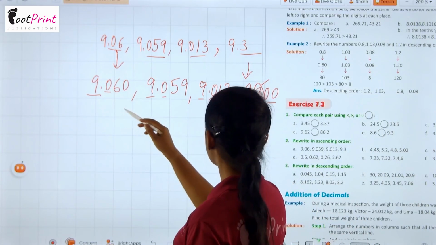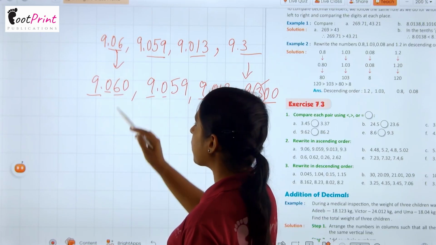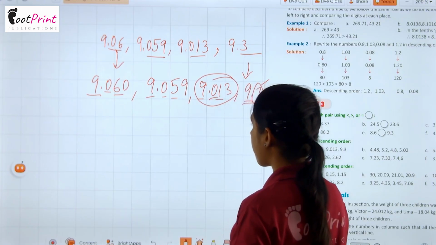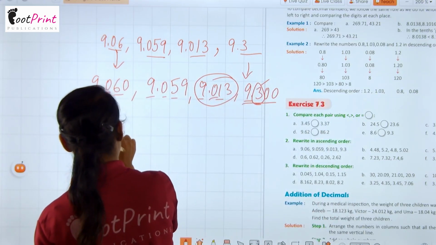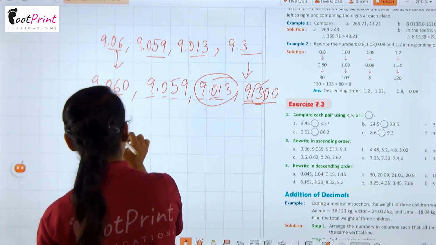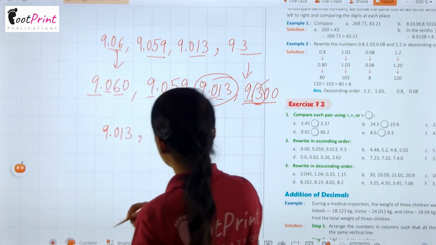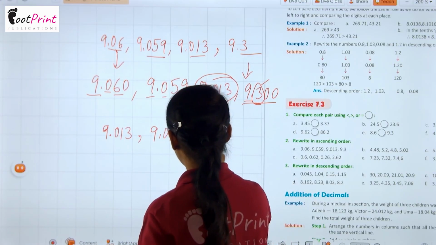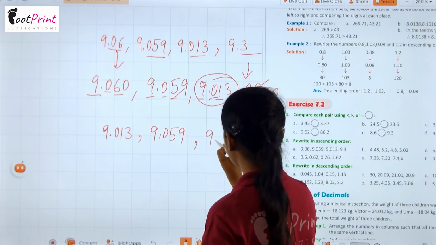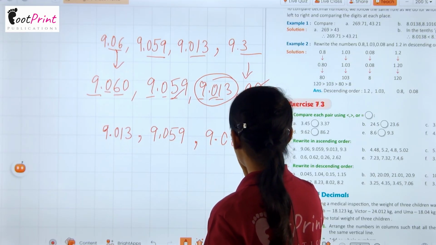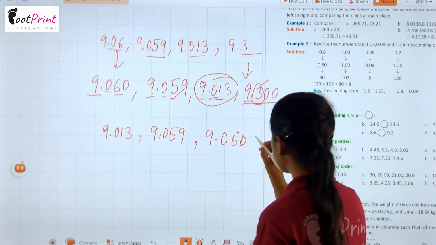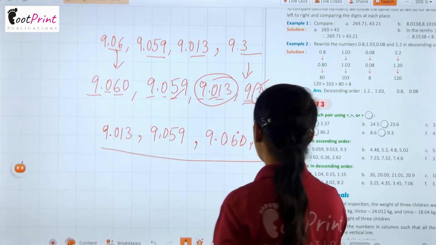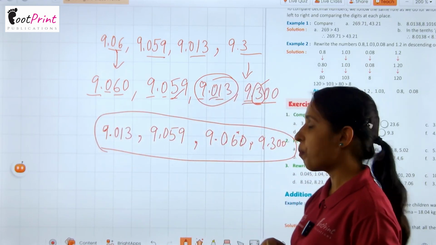Now we compare this one. Here we check the 100th place. Here 6, 5 and 1. तो सबसे छोटा कौन सा नंबर हो गया? 9.013. So first we write 9.013, then 9.059. After that 9.060, and after that 9.300. So in this way we can arrange it in ascending order.